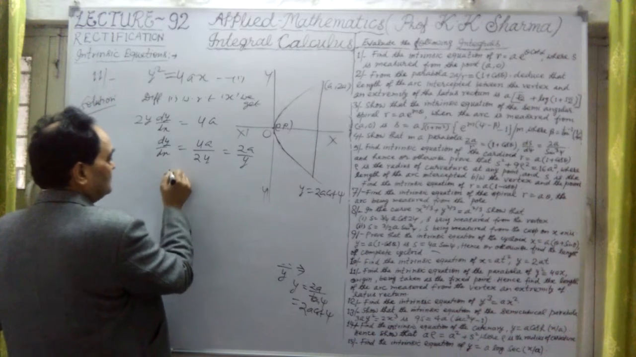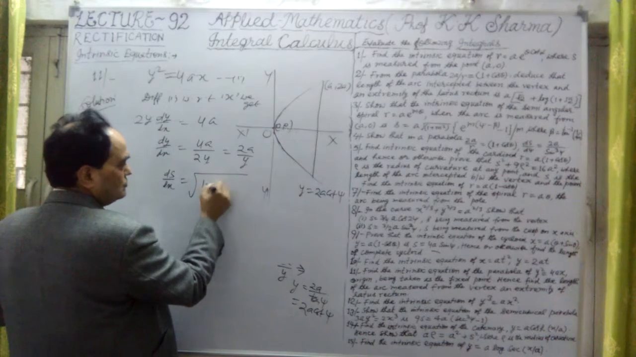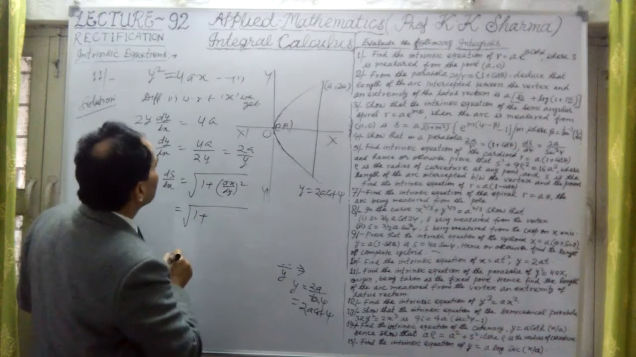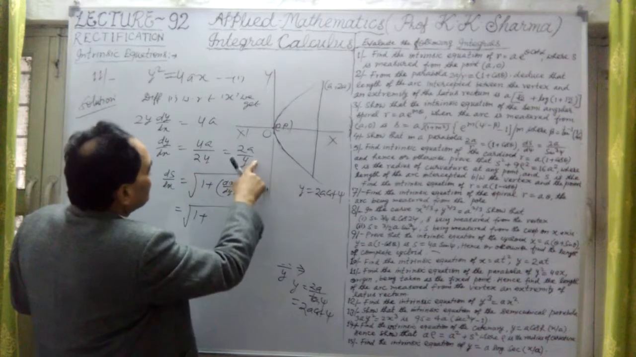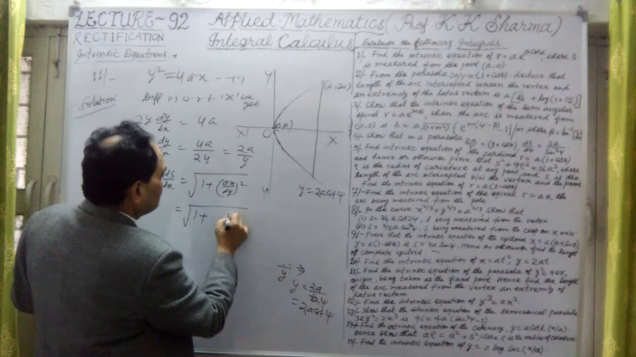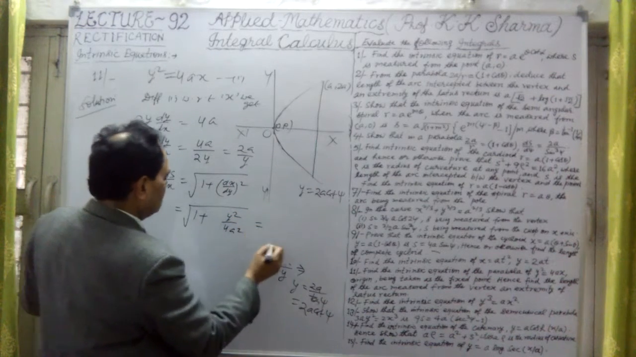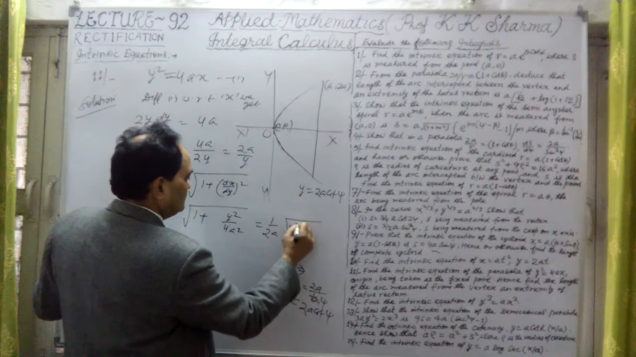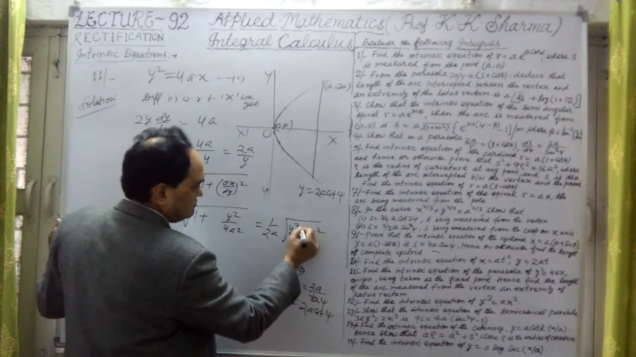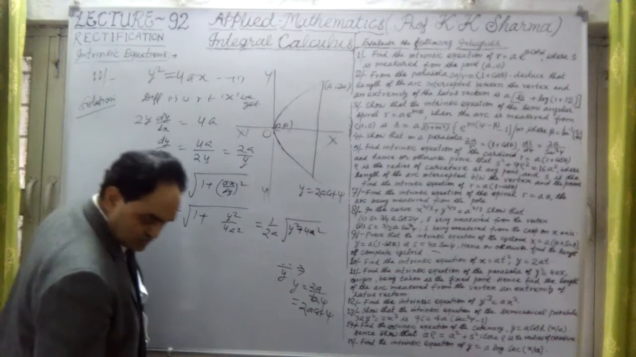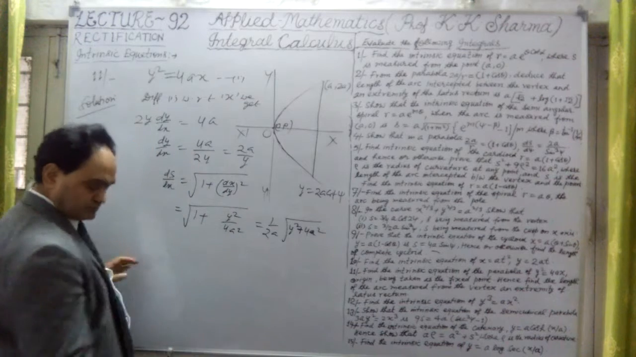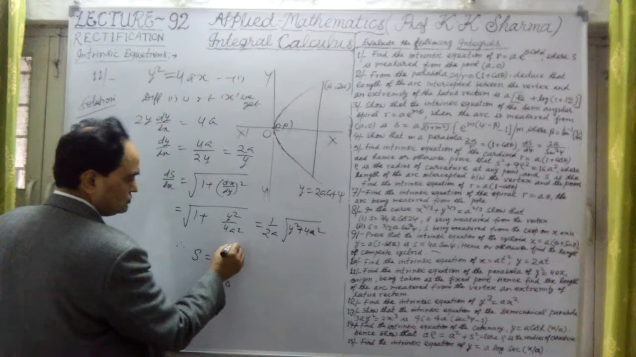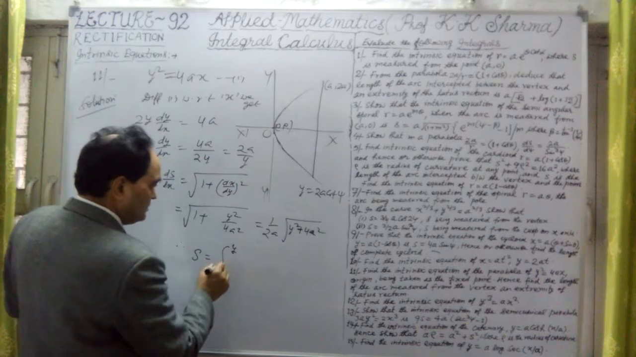Arc length, that is ds upon dx, is equal to the square root of 1 plus dx upon dy whole square. This is 1 plus dx upon dy, from this it will be y upon 2a, that means y square upon 4a square. If I take 4a square out of the square root, it will come out as 1 upon 2a, and under the square root it will be y square plus 4a square. Simple. So this is now the final value. Therefore the arc length s is equal to the integral with limits 0 to y.